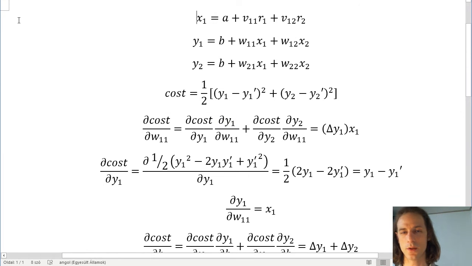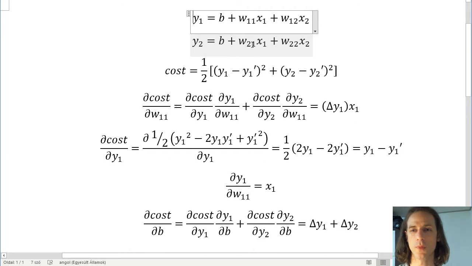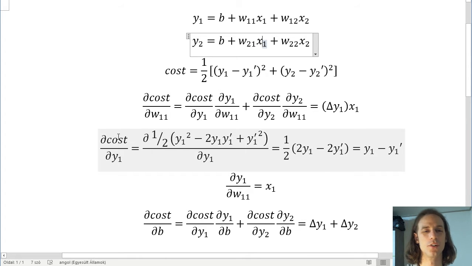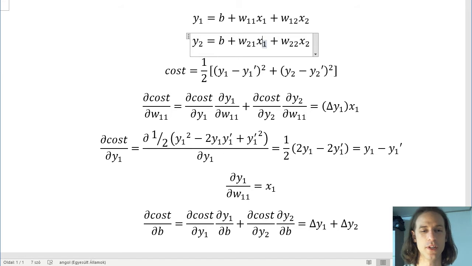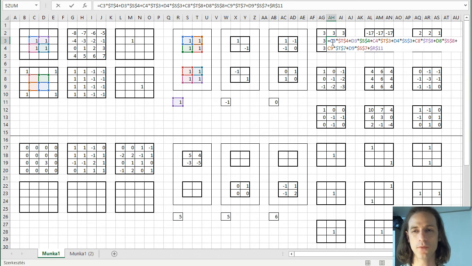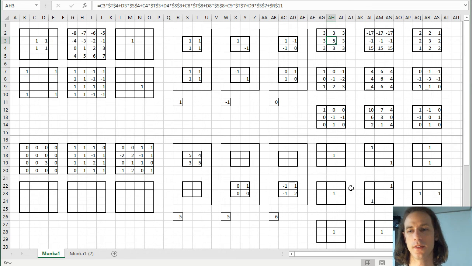So that's why you will have to calculate the derivative of the cost function by x in every multi-layered case. If you want to do deep learning, then that's how you go deep. You have more layers. So we have to figure that out here.